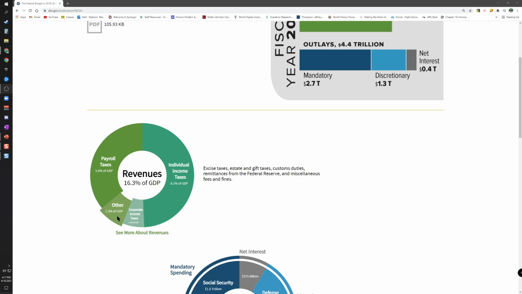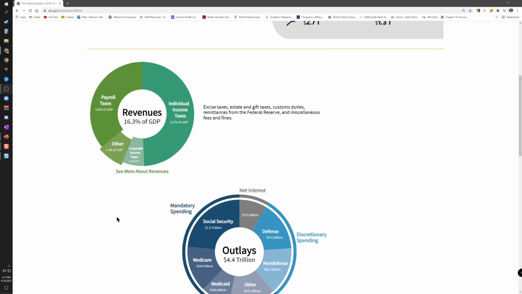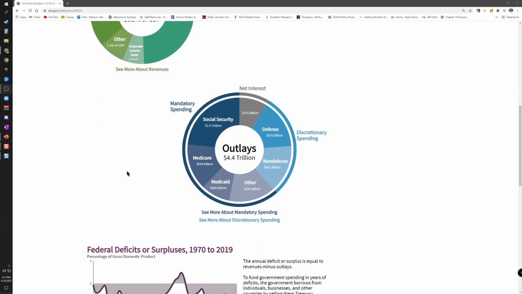And then we have other. So this is excise taxes, estate taxes, gift taxes, customs duties, remittances from the Federal Reserve, and miscellaneous fees and fines. Okay? So where does the money go? Well, the largest thing that we have to spend our money on for mandatory spending is Social Security. It's $1.01 trillion. This money goes to retired and disabled people.